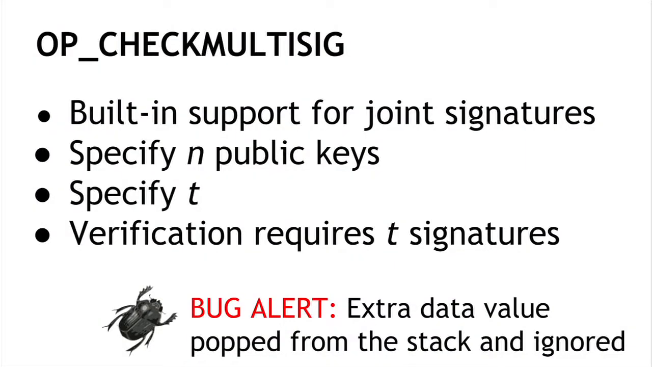So there's an important bug here. There's a gotcha, which has been there since the beginning of time, which is that in the original implementation of this, the check multisig instruction actually pops an extra data value off the stack and ignores it. So this is just a quirk of the Bitcoin language.